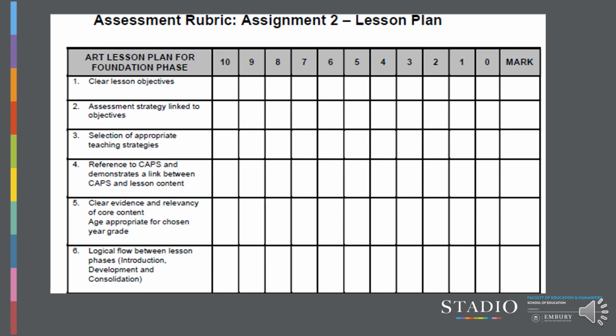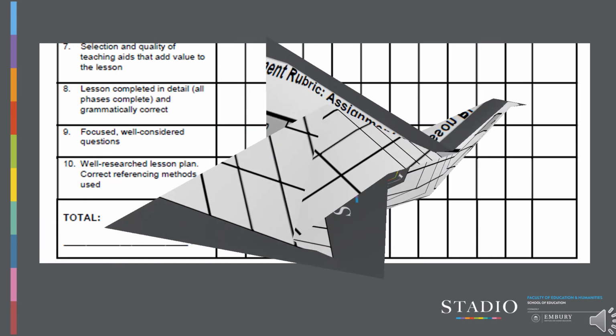You need to have reference to the CAPS, and there needs to be a demonstration of a link between the CAPS and the lesson content. There needs to be clear evidence and relevancy of the core content, and it needs to be age appropriate for the chosen year and grade. Of course, there needs to be logical flow between the lesson phases, so your introduction flows into your development, which flows then into your consolidation. They need to be very logical and flow very naturally and not just seem random and sporadic.